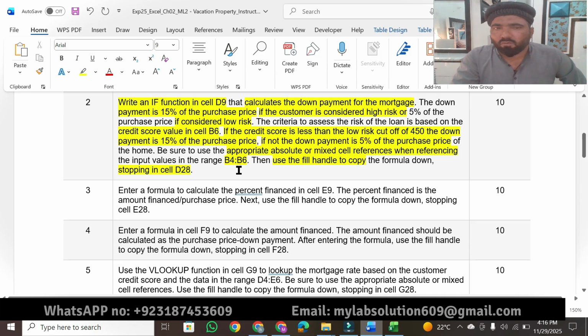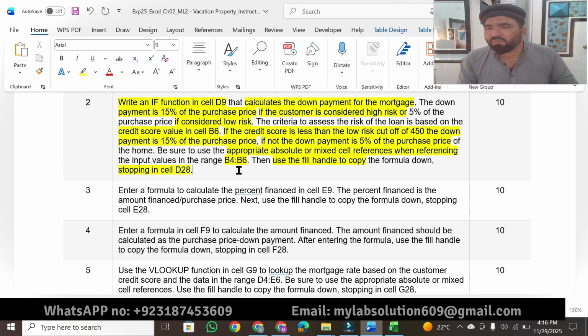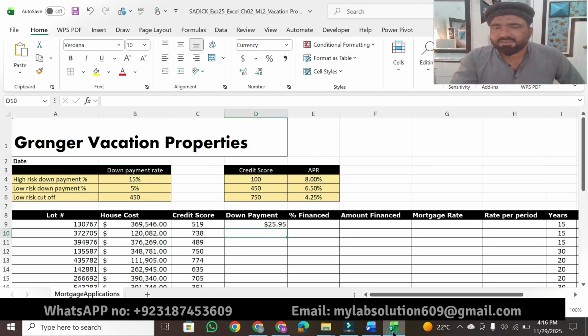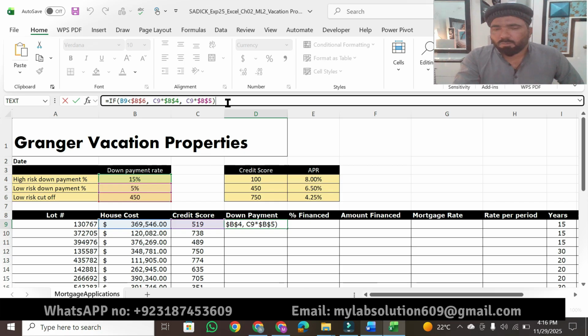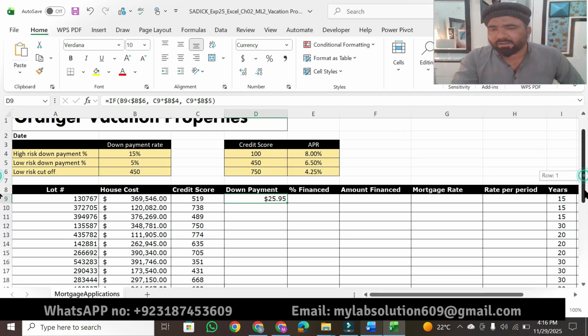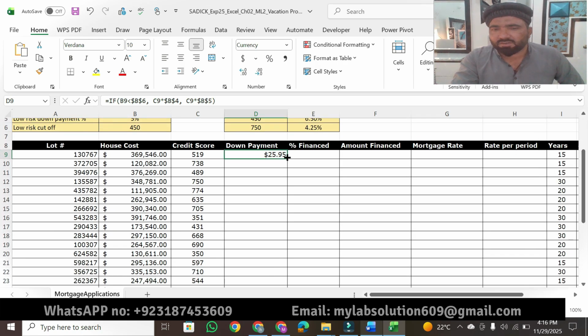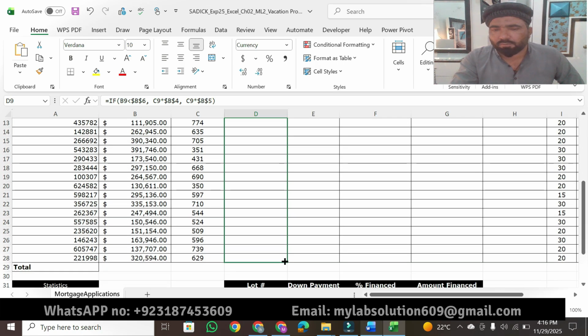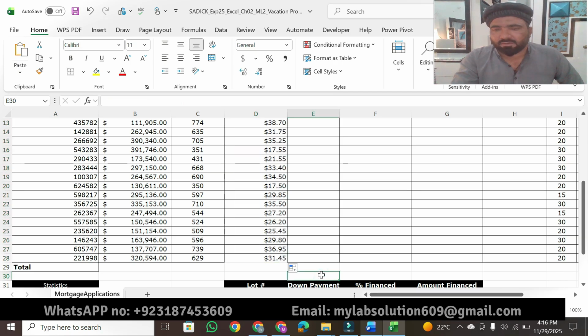So question number one, question number two is done. In question number two, we have to use the IF function in cell D9 to calculate the down payment for the mortgage. After reading all the instructions, we make this formula and calculate the down payment. Now after calculating, we have to fill these empty cells with this formula. Yes, fill without formatting.